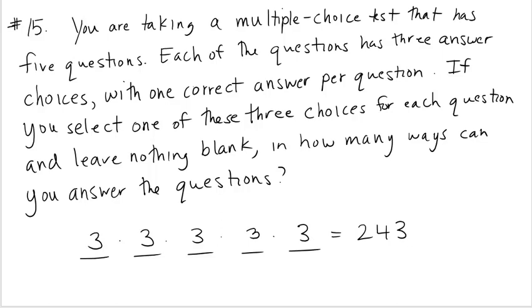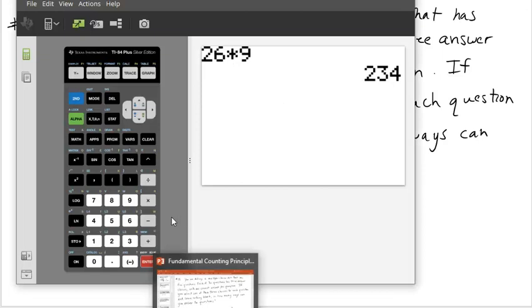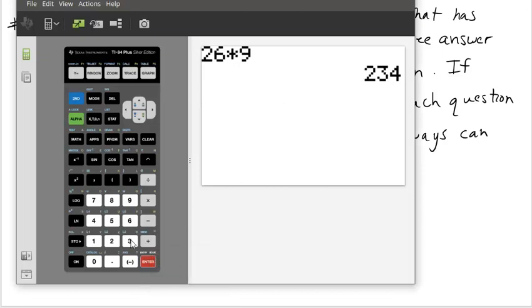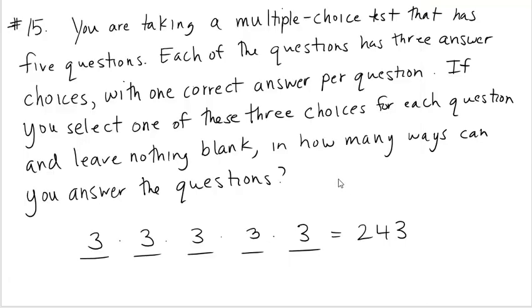I would encourage you, when you use your calculator, to take advantage of repeated multiplication by using exponentiation. So 3 times 3 times 3 times 3 times 3 is 5 copies of 3. So you can hit the caret key and give yourself an exponent in order to get that answer. So there are 243 different ways that you could answer those 5 questions.